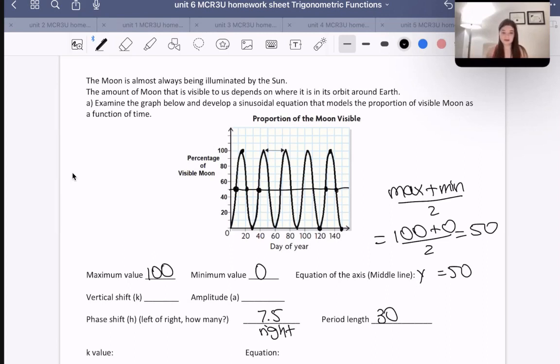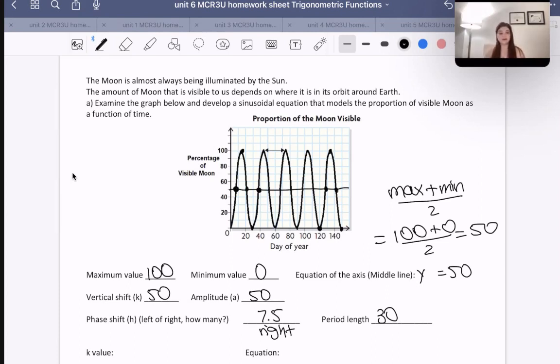All right, so what about the vertical shift? So the k value, well, that is going to be the same as the midline, right? So that's going to be 50, right? 50 is our midline, or our vertical shift. Our amplitude is also 50 because the distance between this midline to either endpoint is 50, right? If we take 50 and we add 50, we get 100. And if we take 50 and we subtract 50, we get 0. So 50 is not only halfway between 0 and 100, but it's also the distance from that middle line, which is at 50, to get to 0 or 100.